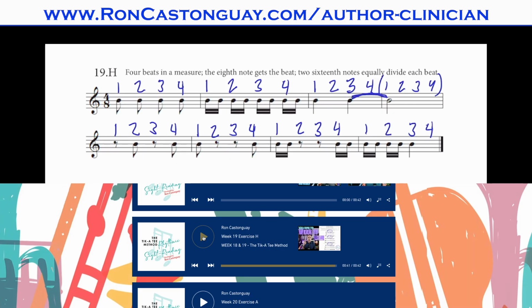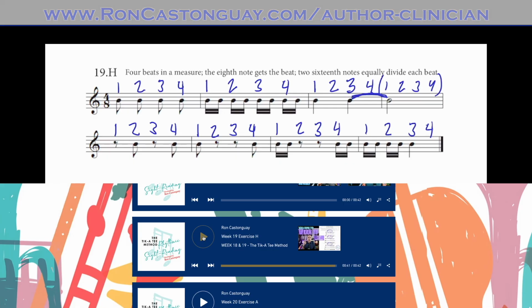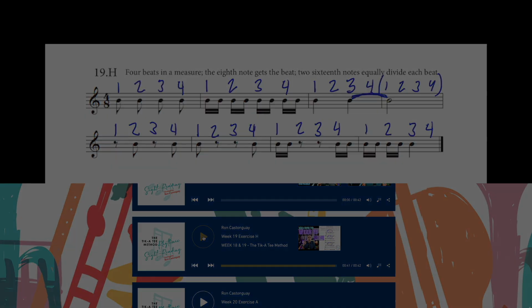And there it is, exercise 19H. And you know what I'm going to say. If you haven't chosen option 3, which is playing this exercise on your instrument, you need to do that before moving on to the next exercise or rhythmic concept. And before we head to the outro, let's have one more vocal performance. And here it is, 19H.